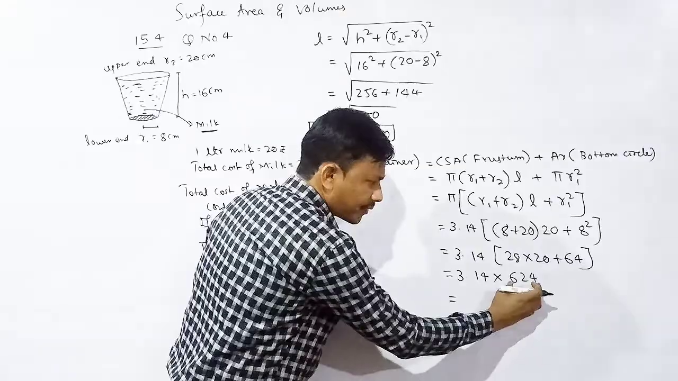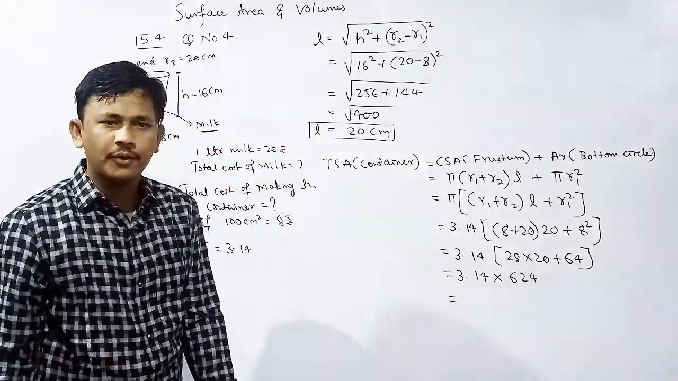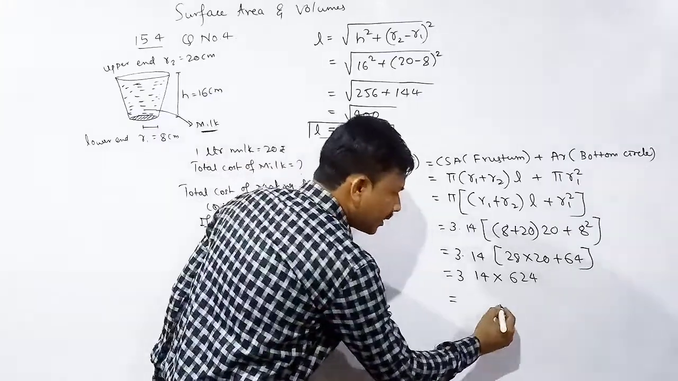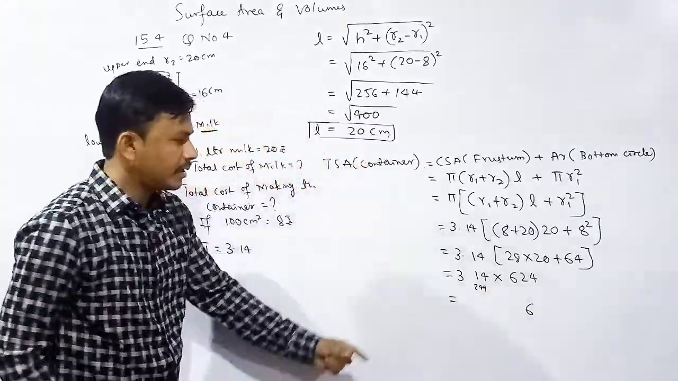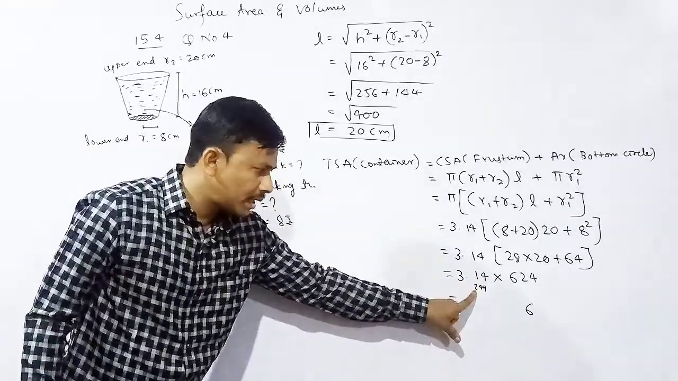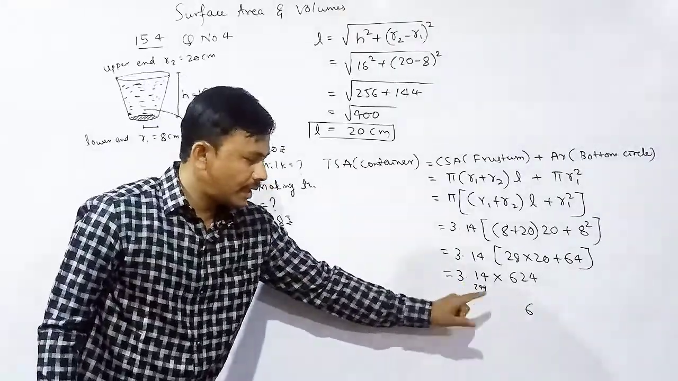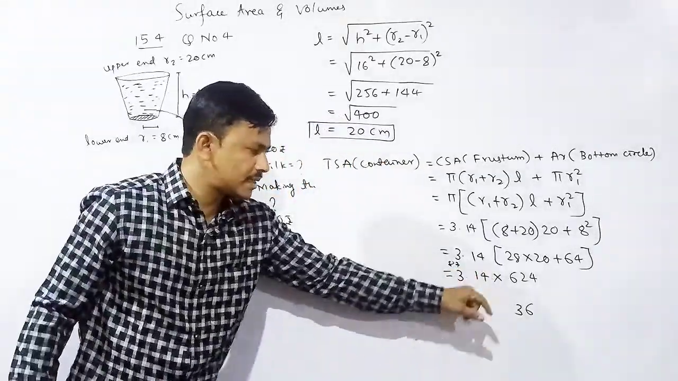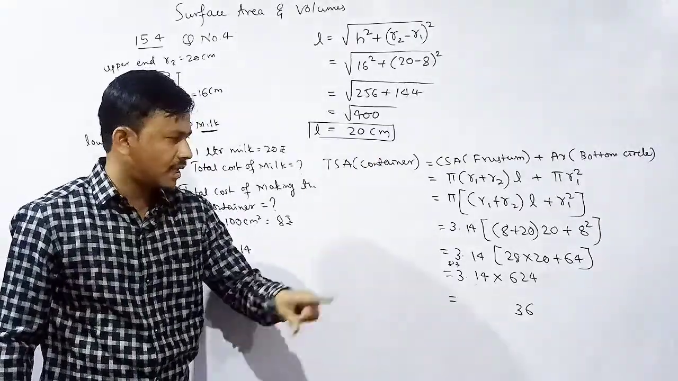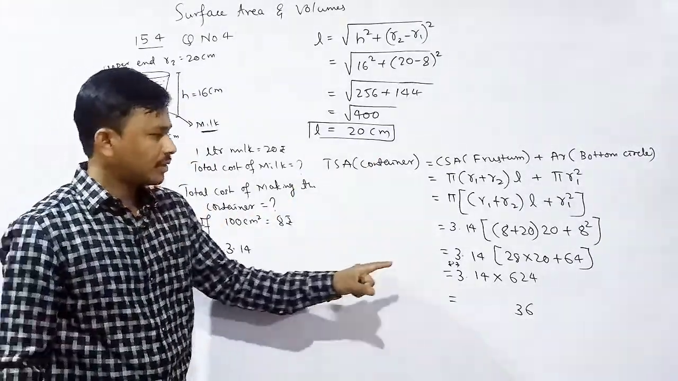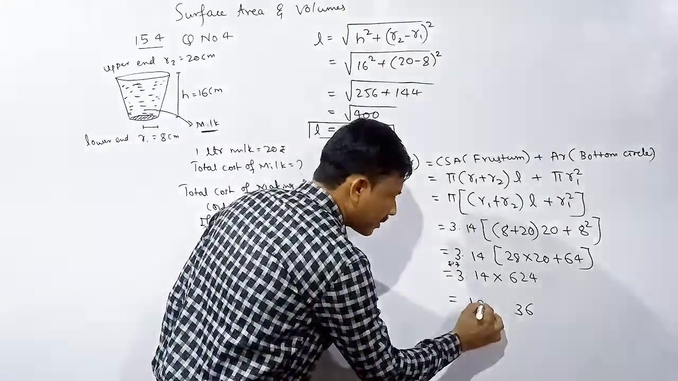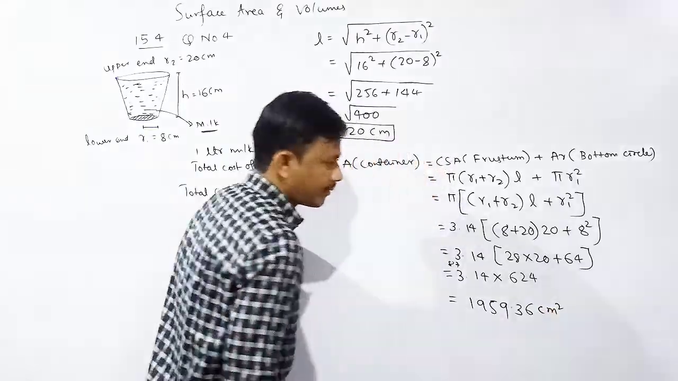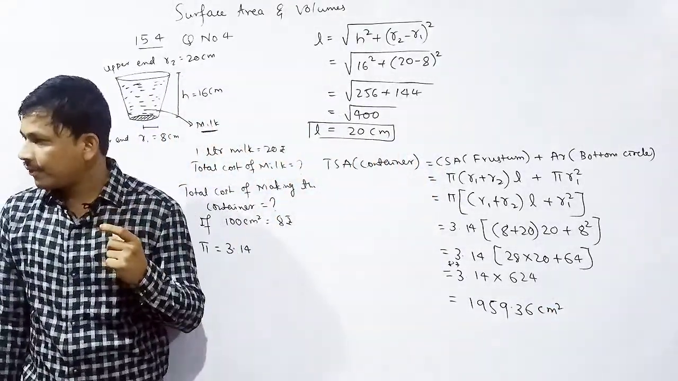Look here, 624 into 4 is 2496. Then 624 ones are 624, and adding gives the next partial sums. Then 3s are 18, 1872. Adding everything, we get 1959.36 centimeter square. This is the area of the container.